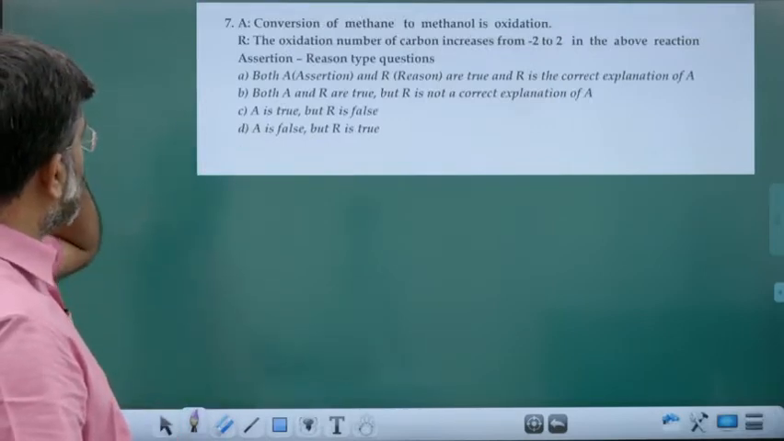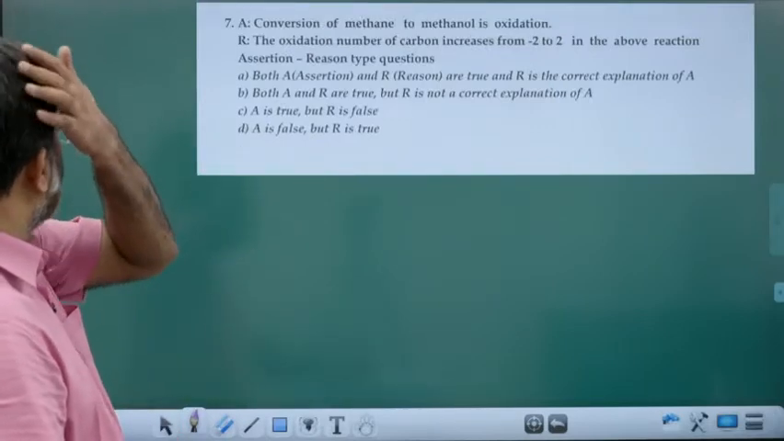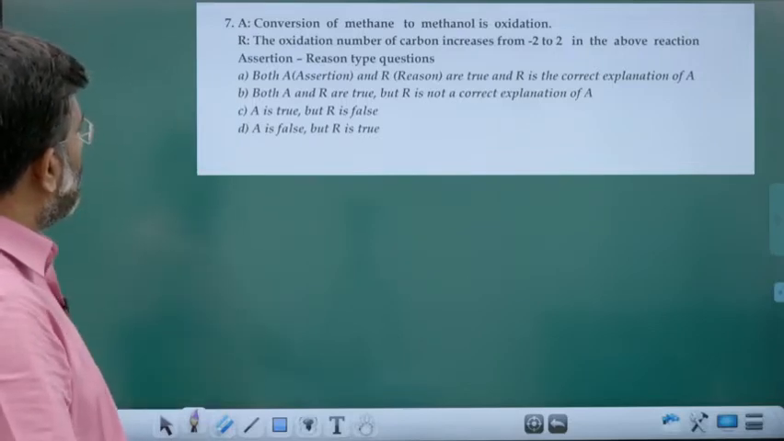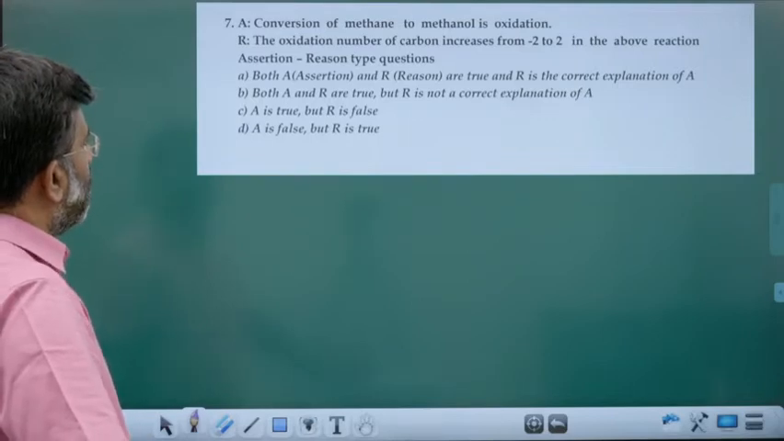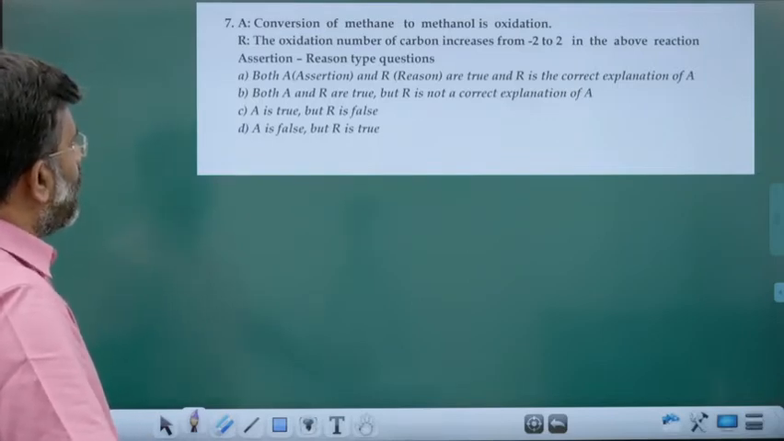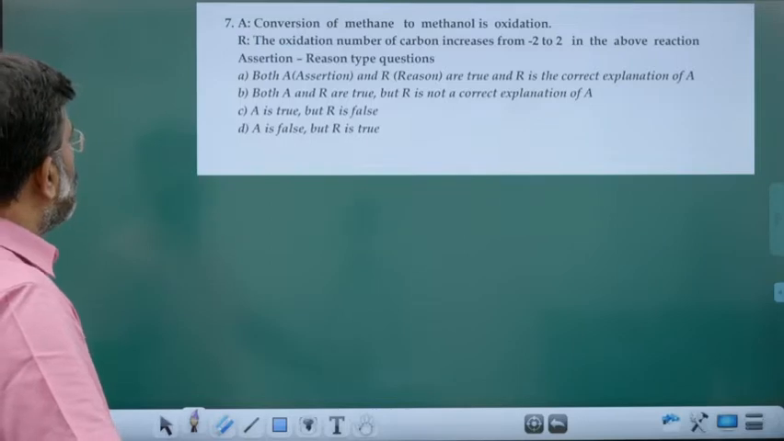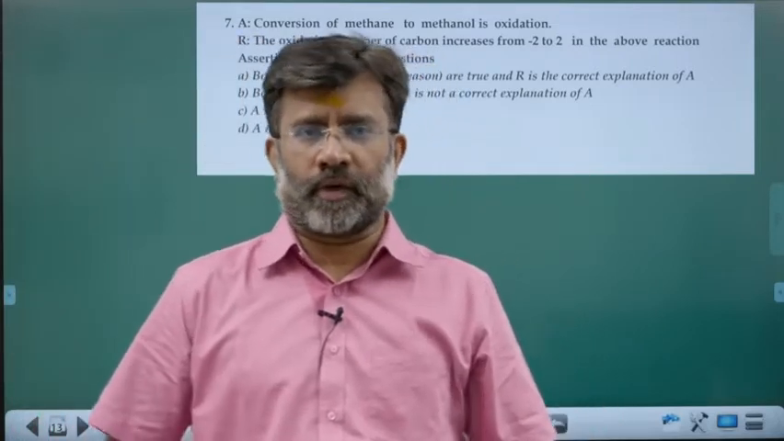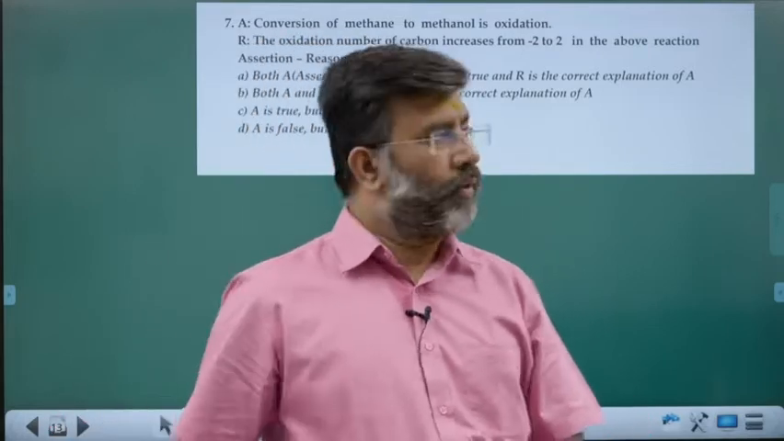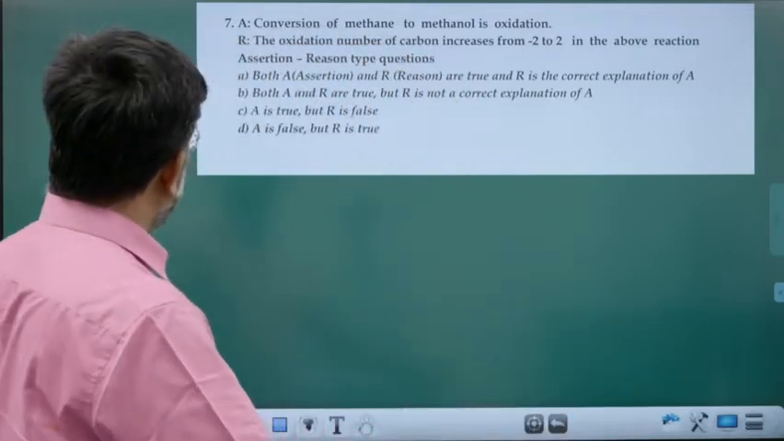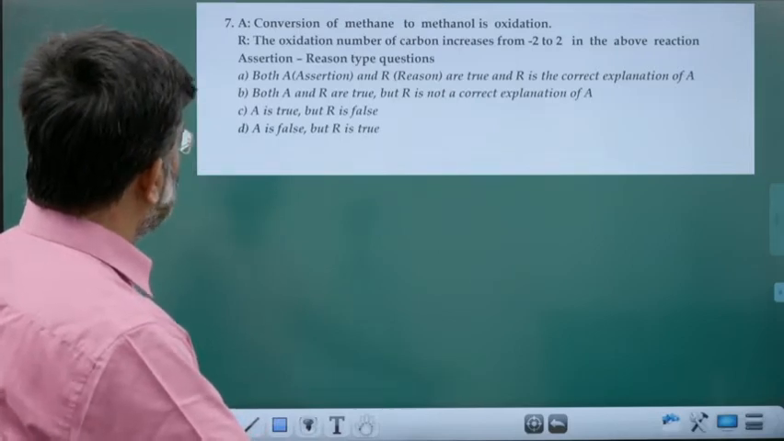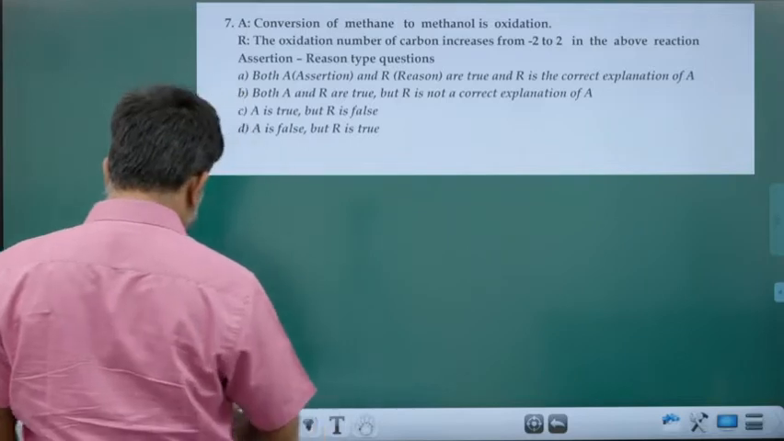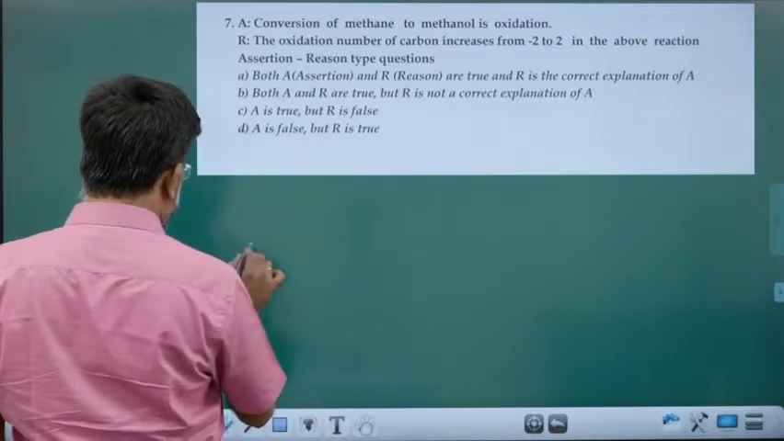Conversion of methane to methanol is oxidation. The oxidation number of carbon increases from -2 to +2 in the above reaction. See, assertion is correct. Methane converted to methanol is oxidation. Now, second one, let us investigate. Oxidation number of carbon increases from -2 to +2. Is that correct? You may verify.